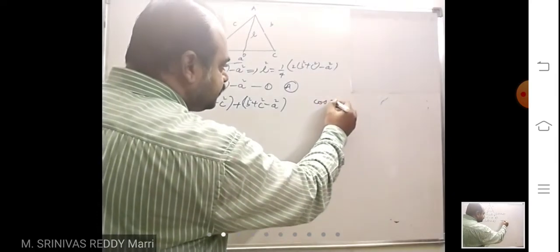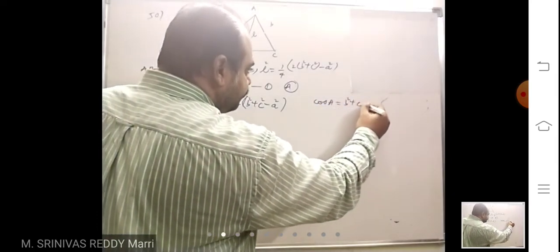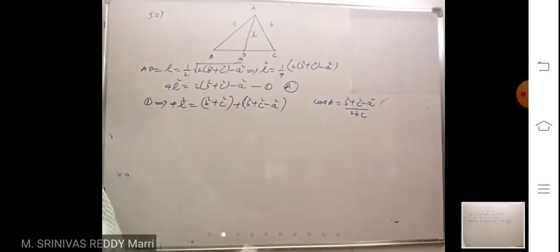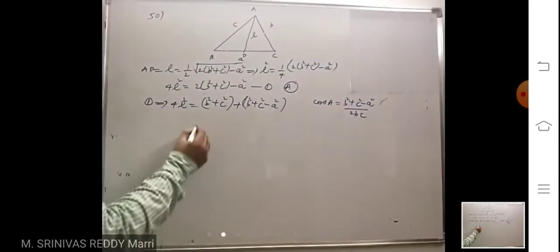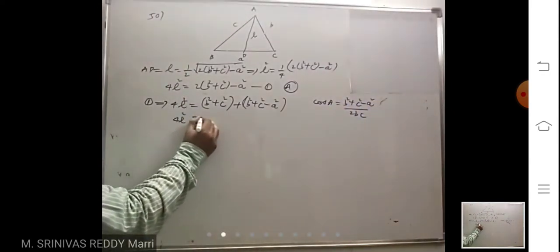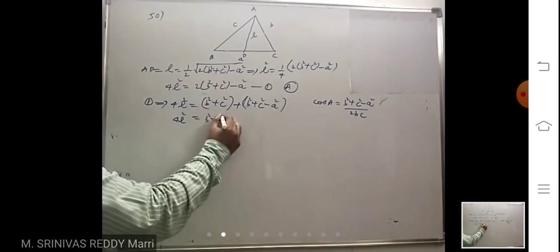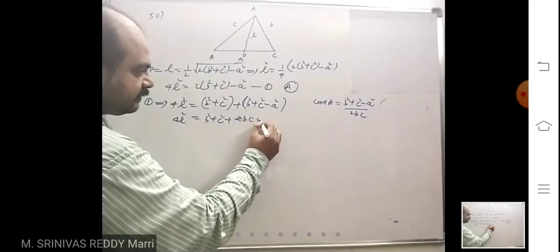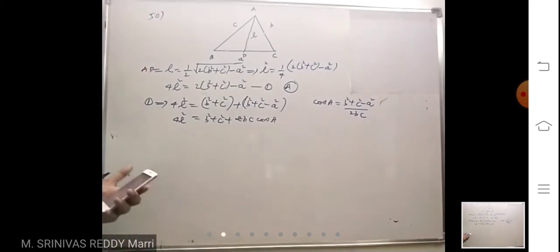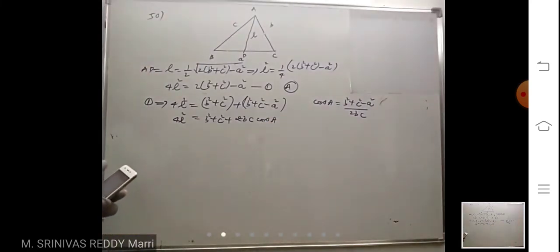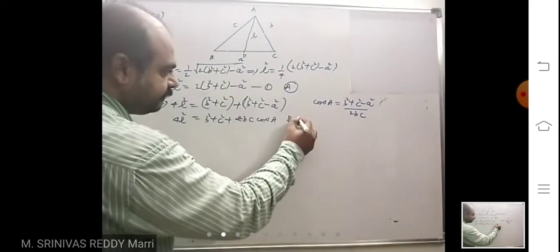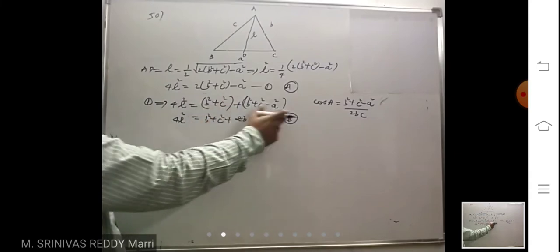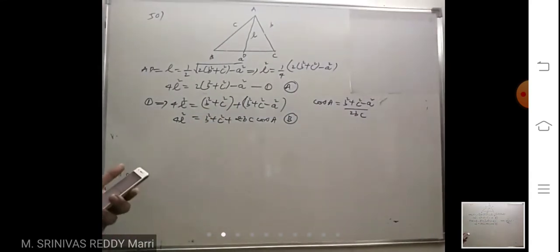Now you know that the cos A formula is what? b square plus c square minus a square divided by 2bc. So therefore this b square plus c square minus a square can be written as 2bc cos A. Multiply this side, 2bc cos A. Therefore that is option B. So I just take this and modify it, and in place of this I write 2bc cos A, right?